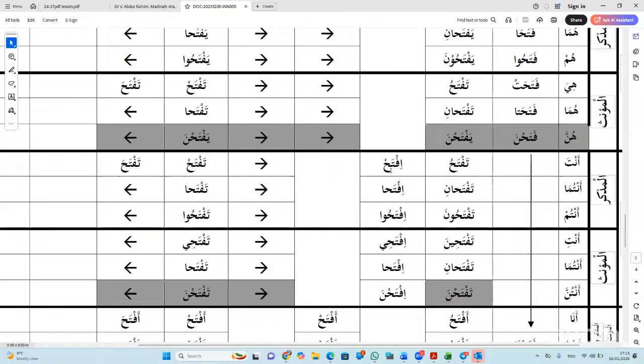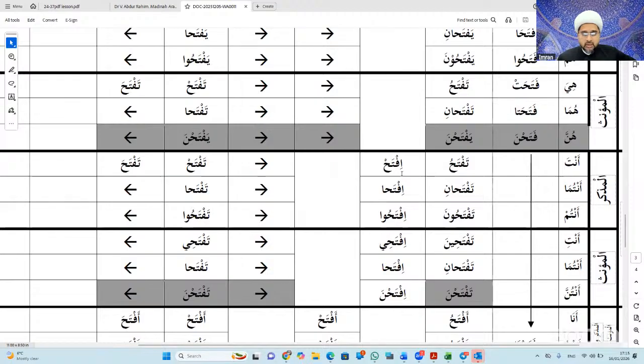Because there's a rule when we are changing to Amr, whenever the second last letter has a fatha or a kasra, the first letter should be with the kasra. Excellent, correct, absolutely right. So it becomes Iftah, Iftaha, Iftahu, Iftahi, Iftaha, Iftahna. Is everything clear so far?